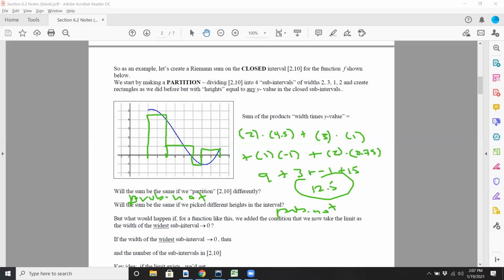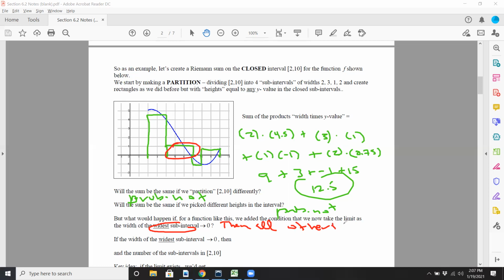Now, what would happen if, for a function like this, we added the condition that we take the limit as the width of the widest subinterval approaches 0? Now, that's kind of weird, and I'm going to have to spend more time talking about this in class, but we took the widest subinterval, which obviously is this one right here, and had that approach 0. So if the widest subinterval is approaching 0, then all other intervals are approaching 0.